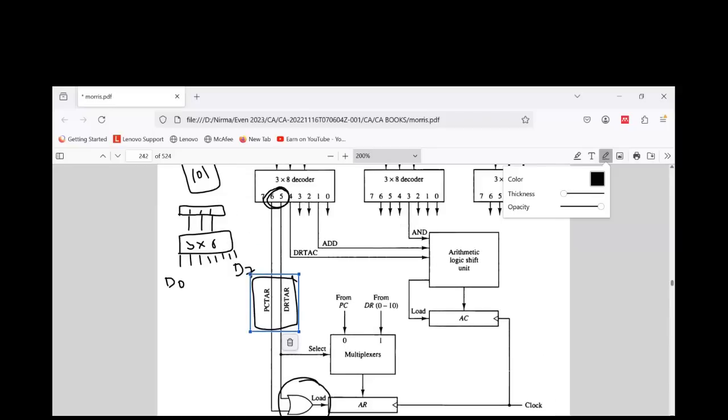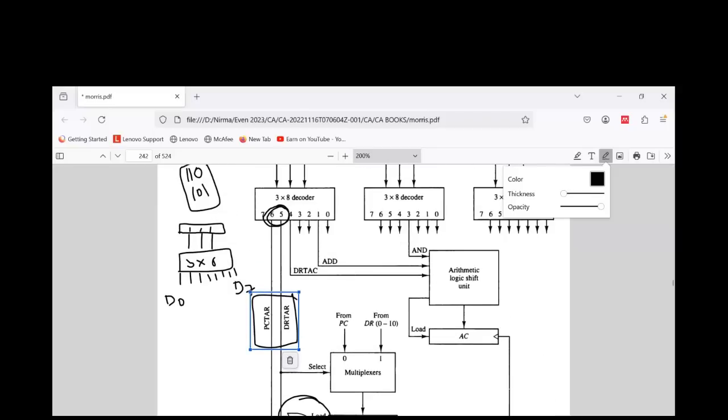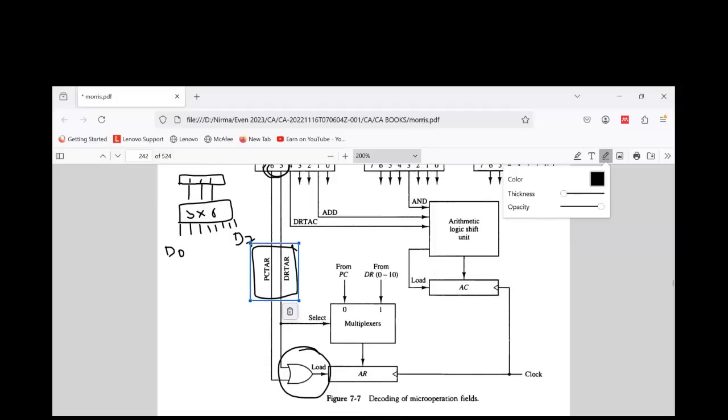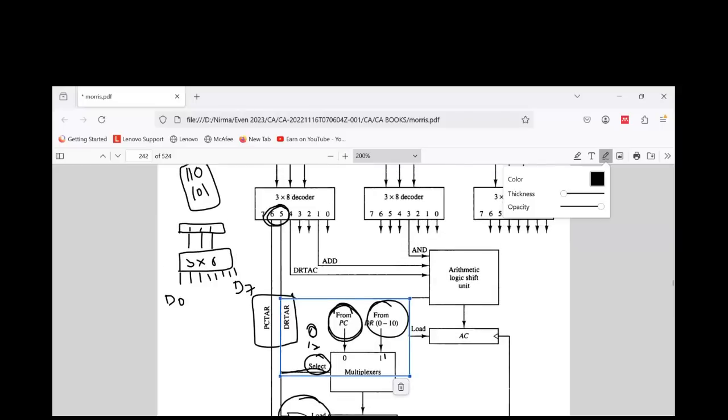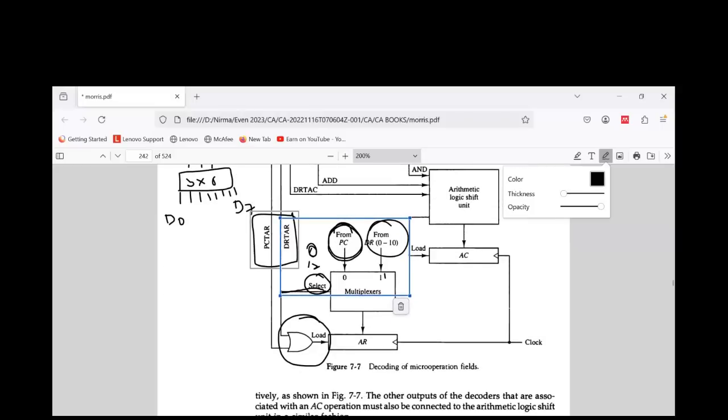Apart from it, here we are using a multiplexer. Where will data into AR come from? Either PC or DR. When DR to AR is 1, this is my selection line, and the first input would be selected. So whatever is the value of DR would be transferred to AR. And if DR to AR is 0, the value from PC will be entered into AR. So here we are just identifying the instructions which are loading some value into AR, and accordingly we are providing those inputs to the load input of AR.